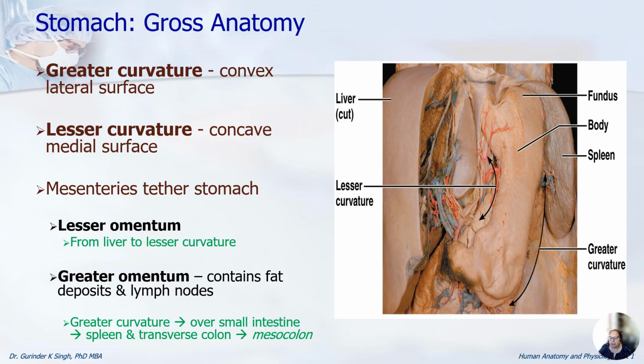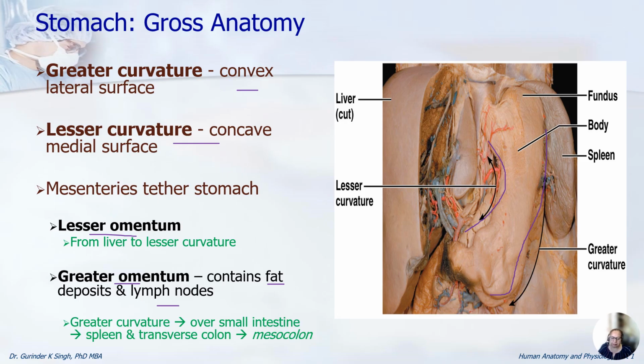So the greater curvature is convex in shape, and the lesser curvature is more concave, and then certain mesenteries are present, okay, which actually tether or keep the stomach in its place. So we have the lesser omentum, which starts from the lesser curvature of the stomach and connects it to the liver. On the greater curvature side we have the greater omentum, which is kind of an apron-shaped structure which goes downwards, and that contains the fat deposits as well as the lymph nodes present in them.